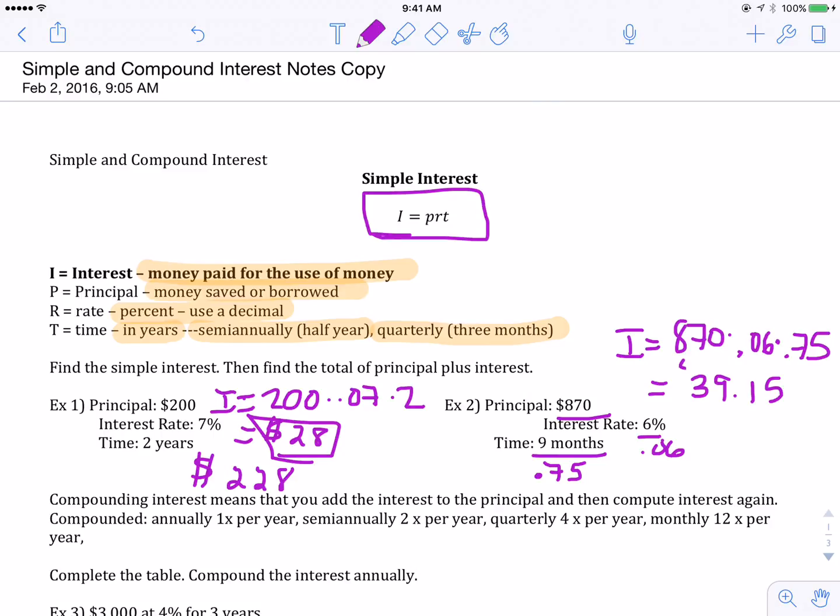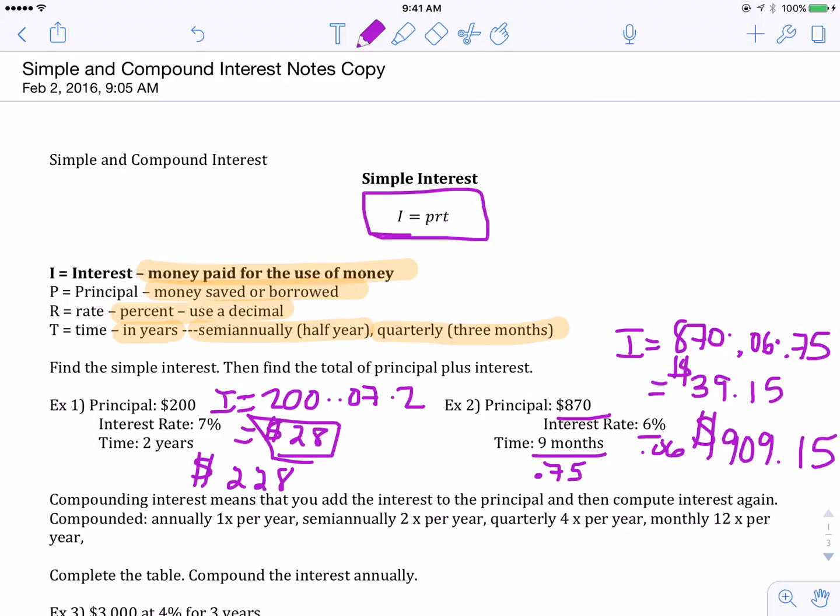When you do that multiplication, you get $39.15. Now, if there happens to be extra numbers, you always want to round to the nearest cent at the very end. So we want to say $39.15 is our interest. How much money are we paying back? We would add 870 to 39.15, and we're going to get $909.15. That's our total. Simple interest is just that. It's simple. It's a one-time interest.